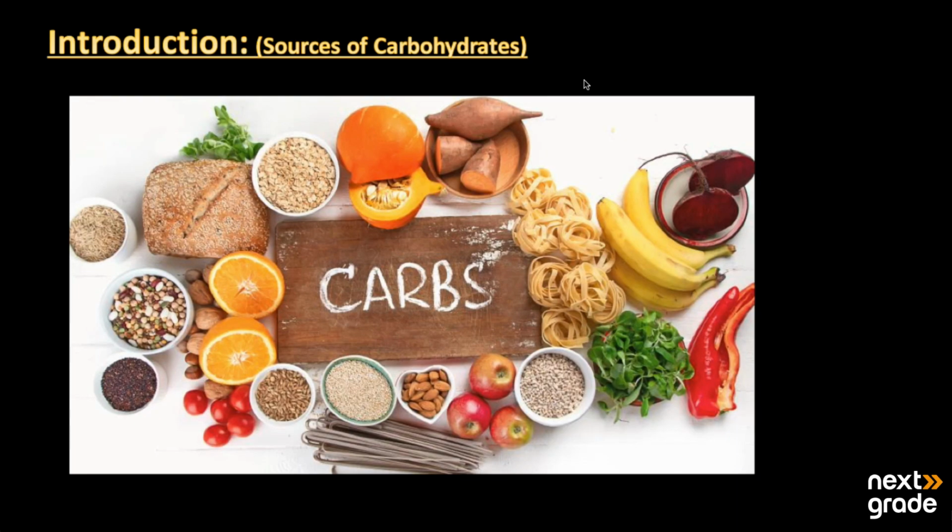The topic we will discuss today is the sources of carbohydrates: what are the main sources of carbohydrates, and how we can gain the different types of carbohydrates from our daily life substances or from food items.